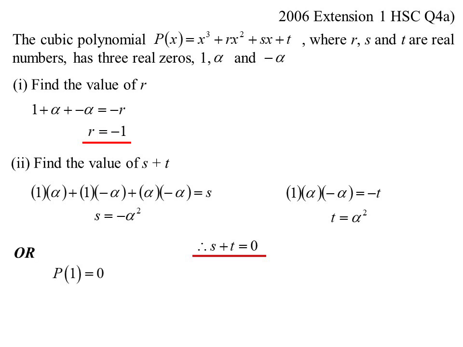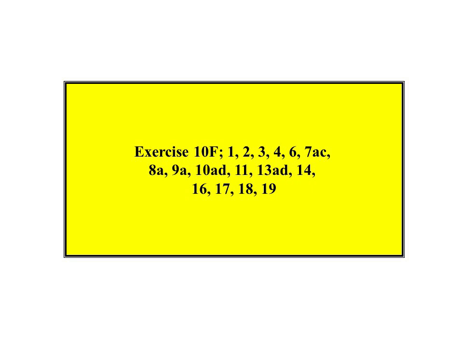Of course, another way I could have done that one, they told me a solution was 1. So I could use my factor theorem. Sub in 1, I know I'm going to get the answer 0. So 1 plus r plus s plus t is equal to 0. We found that r was negative 1. So once again, we get s plus t equals 0. A different approach, but we come up with the same answer. Okay, that shall do us for today.